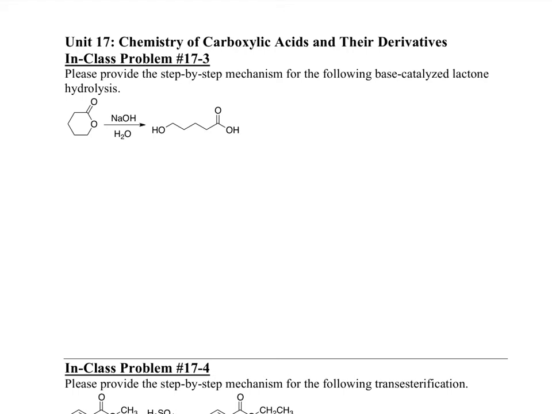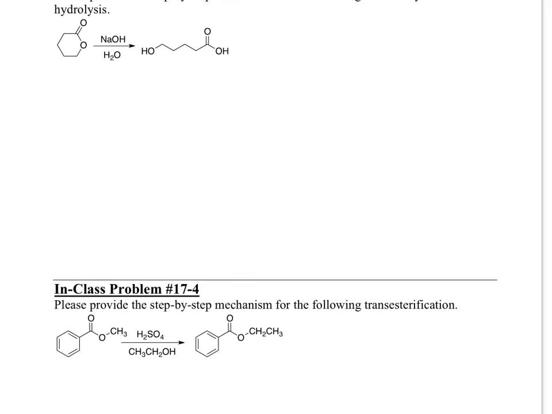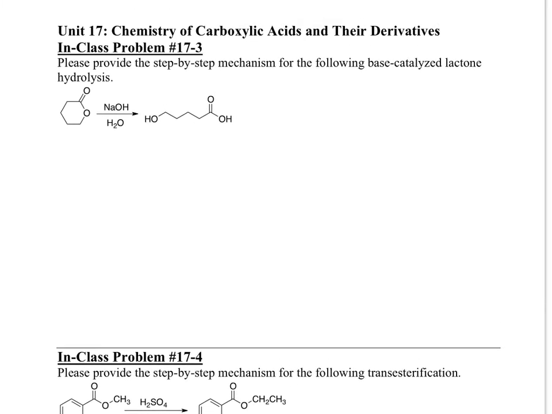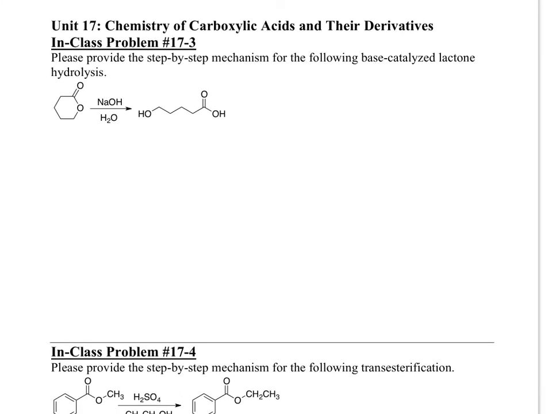This brings us to in-class problems 17-3 and 17-4. So let's take a look at these. 17-3, what I'd like you to do is provide the mechanism for the following base catalyzed lactone hydrolysis. So lactones are esters. They can be hydrolyzed just like an ester. In 17-4, what I'd like you to do is provide the step-by-step mechanism for the following transesterification. And so this would be a good time to pause the videos and work on them yourselves, and then we'll come back and do it together.